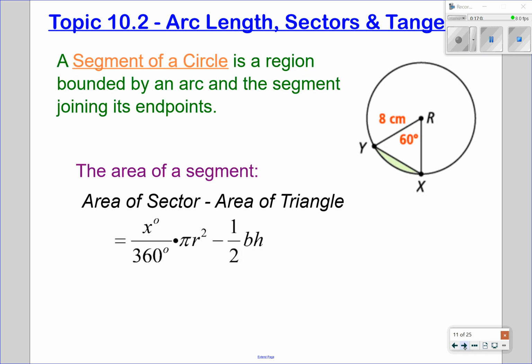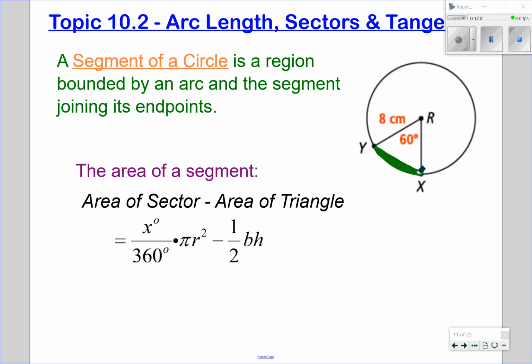The next thing here is we're going to talk about the segment of a circle. The segment of a circle is kind of like if you're eating pizza and you don't like the crust. So if you're eating pizza and you don't like the crust, then you leave the crust on your paper, and that's what we're actually going to be finding the area of here with the segment.